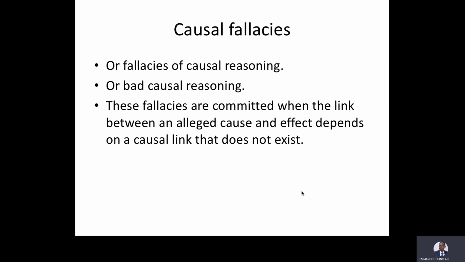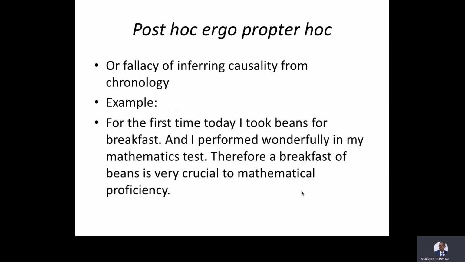We've just seen how we reason causally, and now it's time to look at how we should not reason causally. These fallacies are committed when a link between an alleged cause and effect depends on a causal link that does not exist. The first causal fallacy is called the post hoc ergo propter hoc, or the fallacy of inferring causality from chronology. Example: for the first time today, I took beans for breakfast, and I performed wonderfully in my mathematics test. Therefore, a breakfast of beans is very crucial to mathematical proficiency.